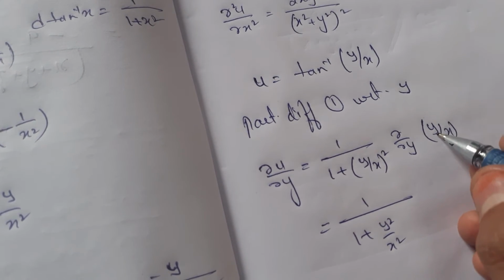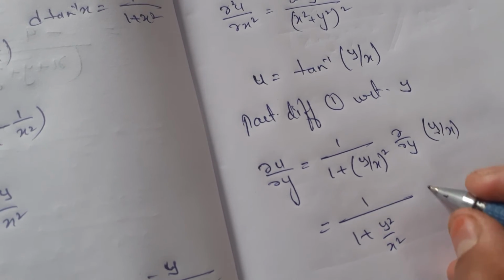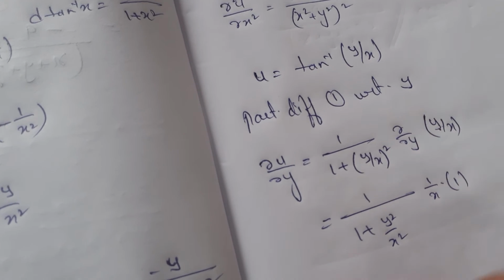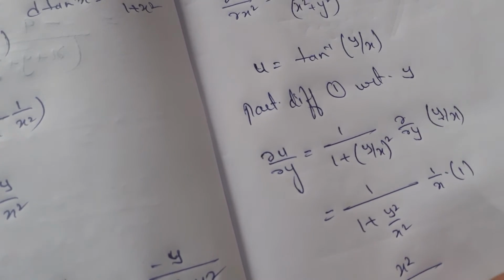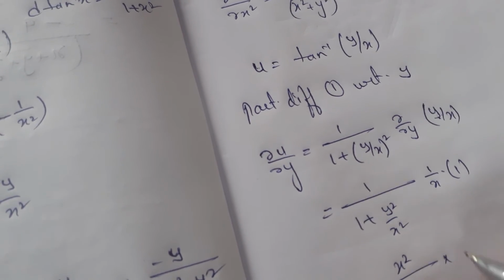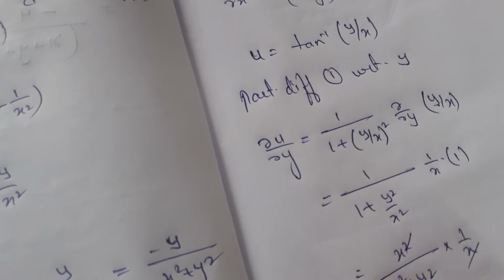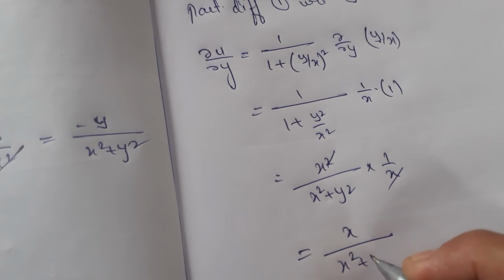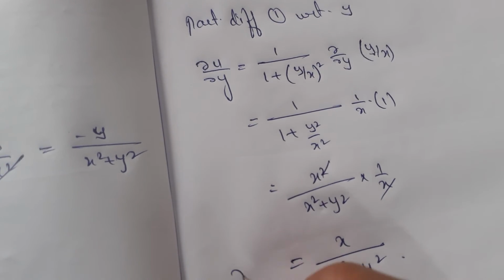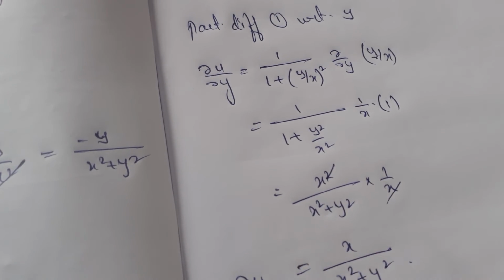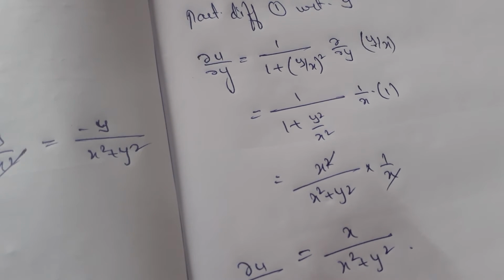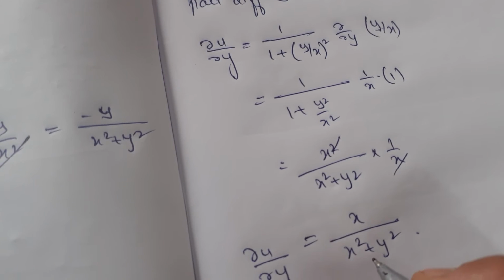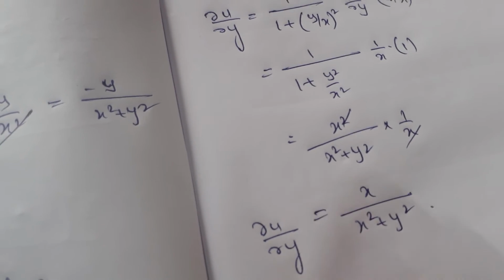So we have to differentiate our function y. So 1 by x is constant, differentiation of y becomes 1. So it will give you x square by (x square plus y square) into 1 by x. This x gets cancelled. What is the leftover thing? X by x square plus y square. That is our dou u by dou y. So here we got our function dou u by dou y is equal to x by x square plus y square.